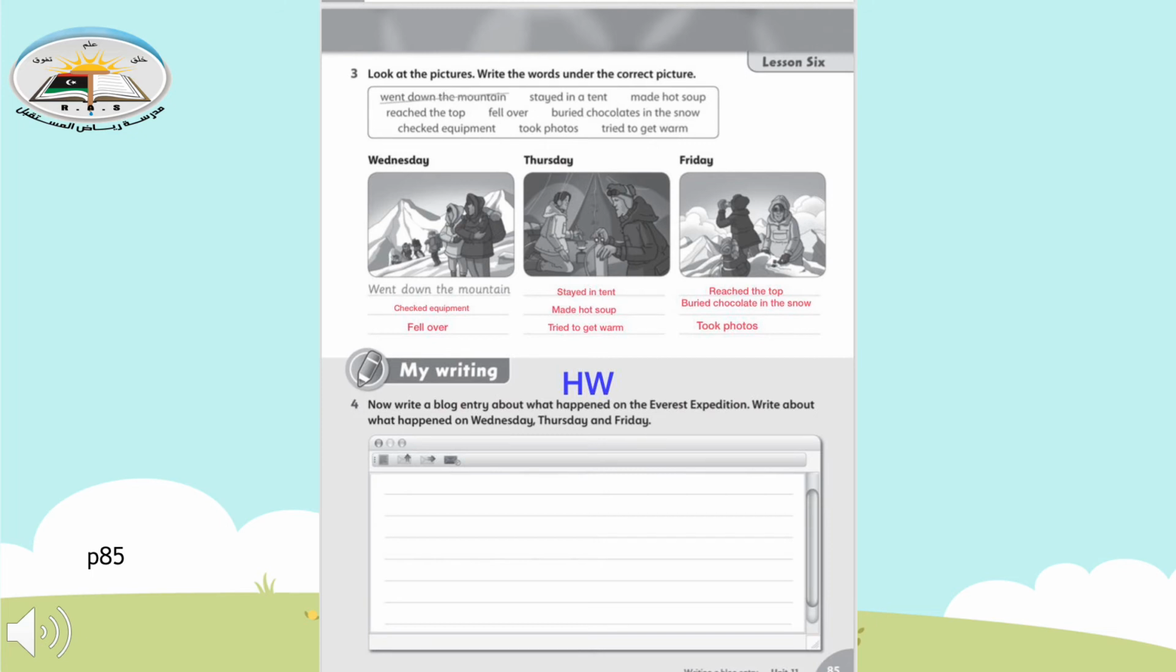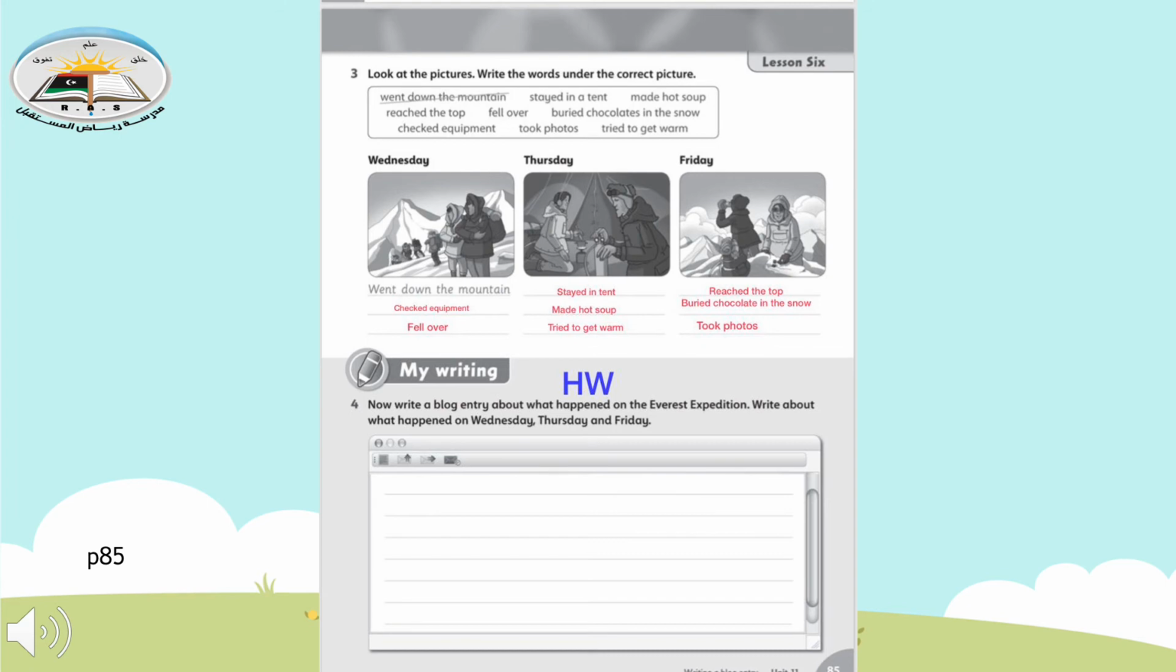We have a box with the words: went down the mountain, stayed in a tent, made hot soup, reached the top, fell over, buried chocolates in the snow, checked equipment, took photos, tried to get warm. Now we have 3 days with 3 pictures. We have Wednesday, Thursday, Friday. Wednesday is the first day, Thursday is the second day, and Friday is the third and final day. So on Wednesday we have went down the mountain, which is already written.